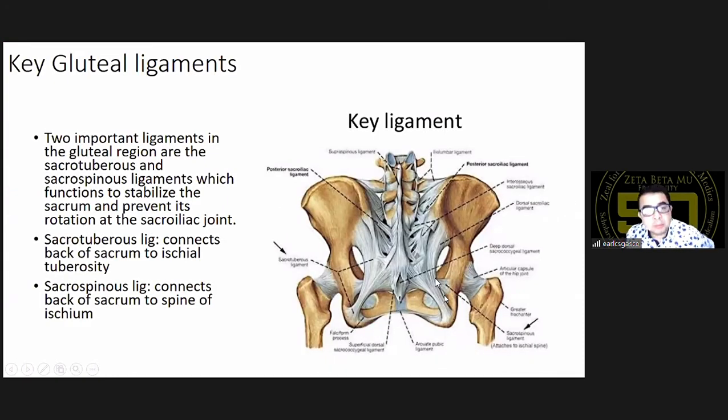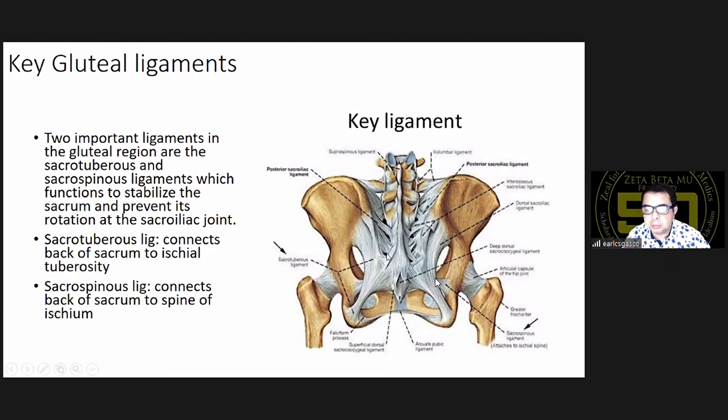We have gluteal ligaments. It's in your book. We only stressed two. We have numerous ligaments in the gluteal region, but your book only stressed the two most important, the sacrotuberous ligament and the sacrospinous ligament. They function to stabilize the sacrum and prevent its rotation at the sacroiliac joint by the force of the vertebra.